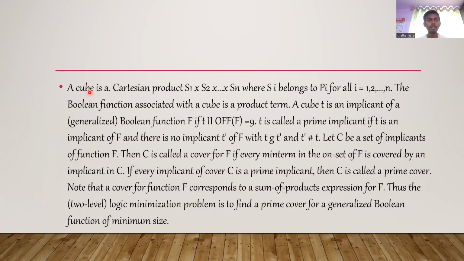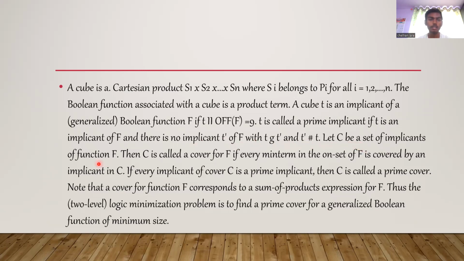The next one is the cube. A cube is a Cartesian product S1 × S2 × ... × Sn, where Si belongs to Pi for all i from 1 to n. The Boolean function associated with the cube is a product term. A cube is an implicant for a generalized Boolean function f if T is contained in f. It is called a prime implicant if T is an implicant of f and there is no other implicant of f that properly contains T.